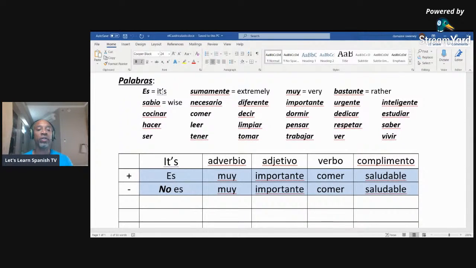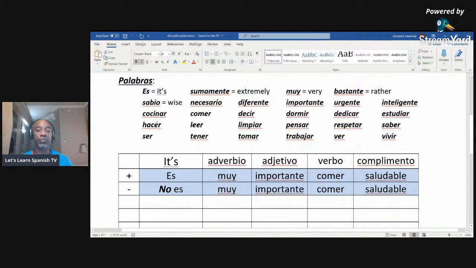Okay? Then we have adverbios. We have muy, sumamente, bastante. Okay? Then we have adjetivos. Sabio, necesario, diferente, importante, urgente, inteligente. And the rest are verbs, Spanish verbs.